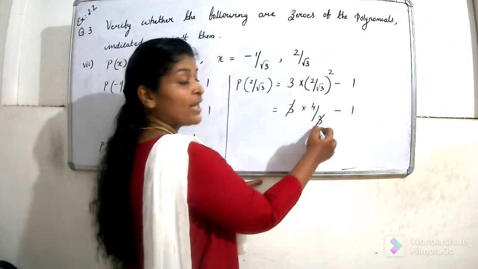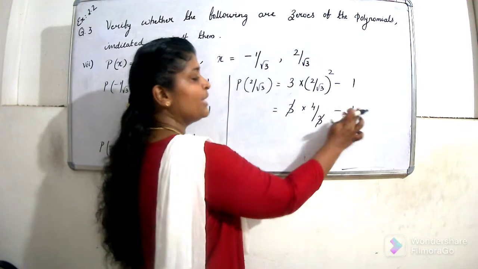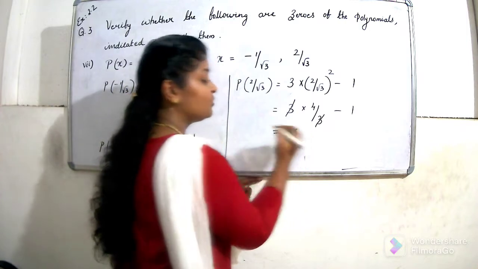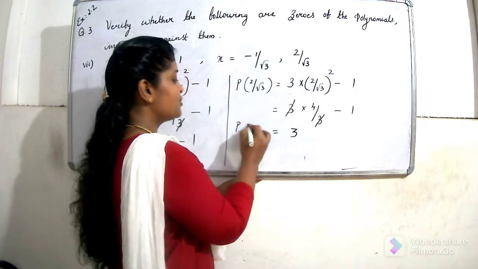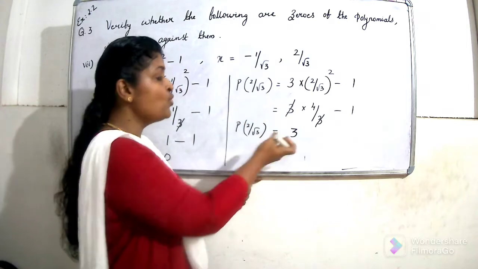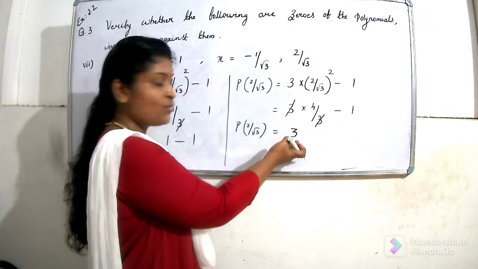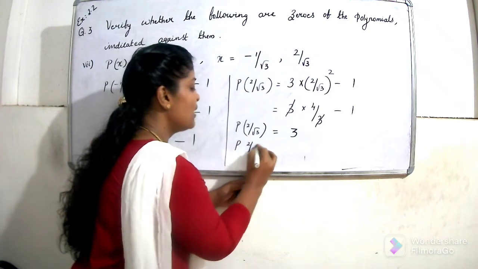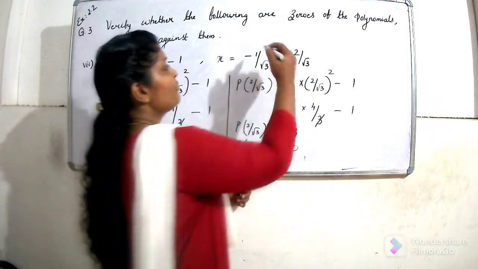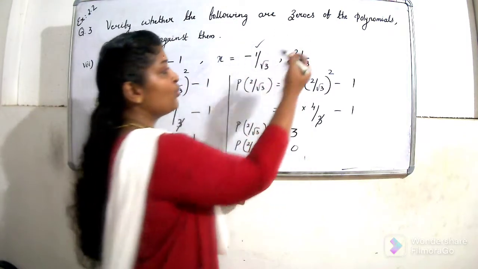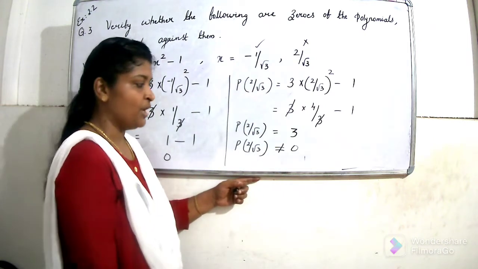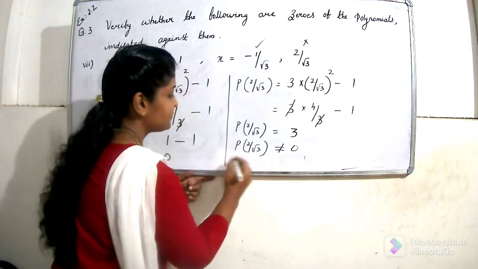Okay, now these two cancel out. Now what is the balance? 4 minus 1. 4 minus 1 is not 0, it is 3. So when we substituted 2 by root 3, the polynomial's value did not come as 0. That means P of 2 by root 3 is not equal to 0. So we can say this is the 0 of the polynomial, but this is not the 0 of the polynomial.